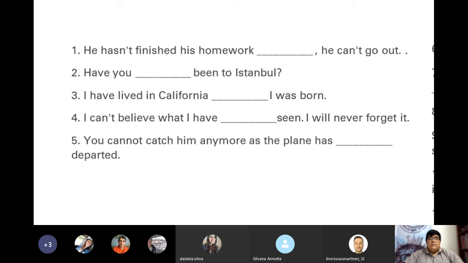Number 4, Javier. I can't believe what I have just seen. I can't forget it. Yes, perfect. I have just seen. Number 5, Matias. You cannot catch him anymore as the plane has just departed. Have just departed or has already departed, okay? Already departed or has just departed. These two are possible.